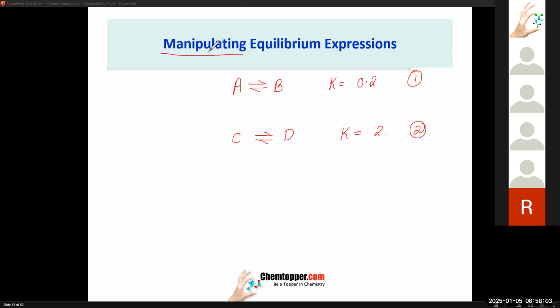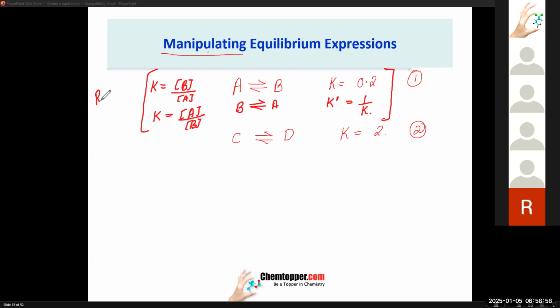Okay. Now we are starting manipulation. If I reverse the equation, I make it B in equilibrium with A, the new value of K will be the inverse of the previous value. Why? Because K here is the concentration of B over the concentration of A. But when you reverse the equation, the equilibrium constant is the concentration of A over the concentration of B, just the inverse of this. So this is the first manipulation. On reversing the equation, the new K is the inverse of the original K.